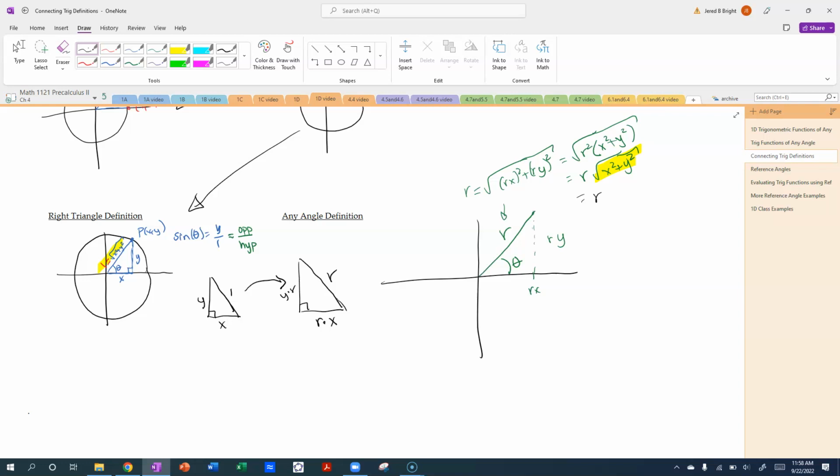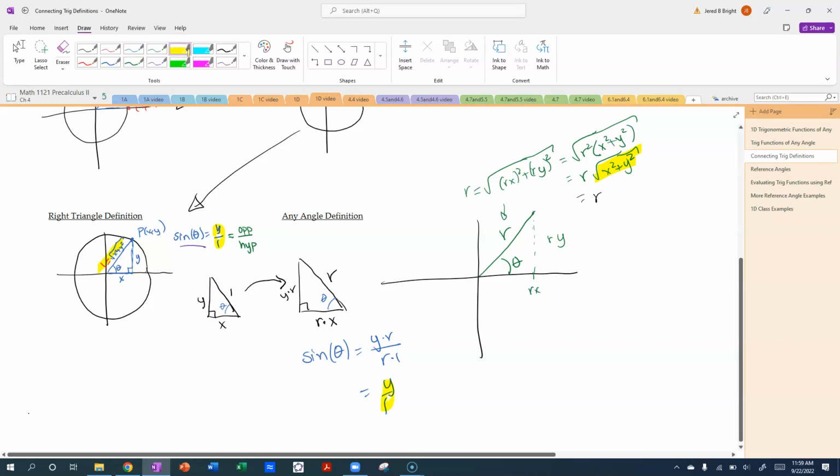If it doesn't make sense to you, don't worry about it. But the main idea is that in the any angle definition, all we do is scale up the right triangle definition. So for instance, if we were to still look at our sine function, and I should actually label this as our angle theta, that's our acute angle that we're working with. If we look at sine theta now, what we end up with would be y times r over r times 1 technically, and we could reduce, and we just get y over 1. Same exact thing as what we had before.